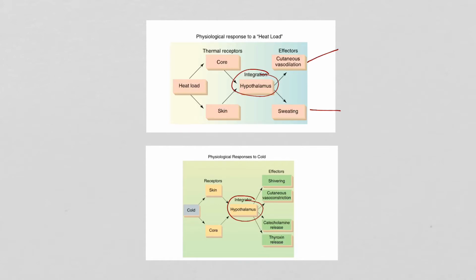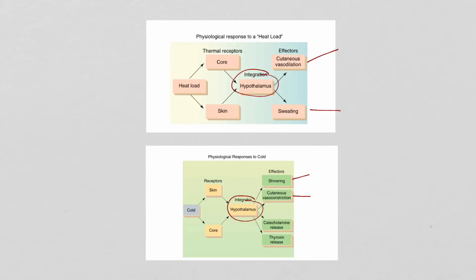Now, going to the lower diagram, we can see the response to a cold stress or a cold environment. Again, we have receptors in the skin and in the core, and our effectors here are going to be several. First off, we will start shivering. That will be conducted by the skeletal muscles, and that will produce some heat. Cutaneous vasoconstriction will do the opposite of dilation. So now we're keeping blood out of the skin where the temperature is cooler.